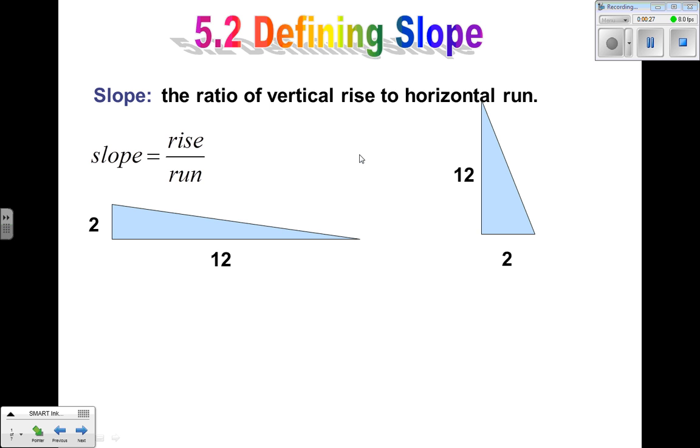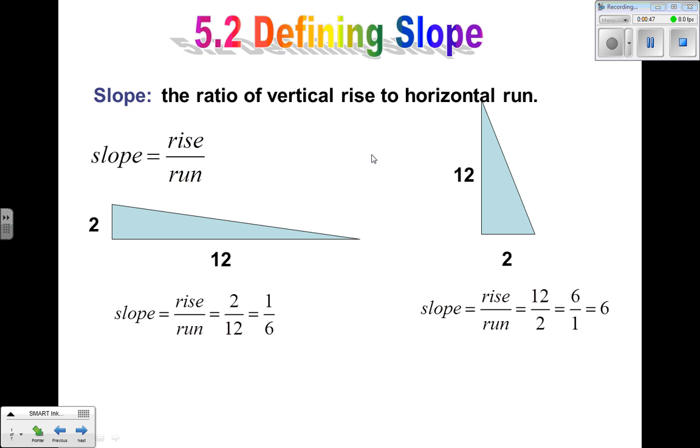Today we're going to compare two triangles, one with a small rise and a large run, and the other with a large rise and a small run. We're going to be using slope equals rise over run for each of these situations. The first one has a rise of 2 and a run of 12, which gives us 2 over 12, reduced to 1 over 6. The next one has a rise of 12 and a run of 2, reducing to 6 over 1, which is just 6.